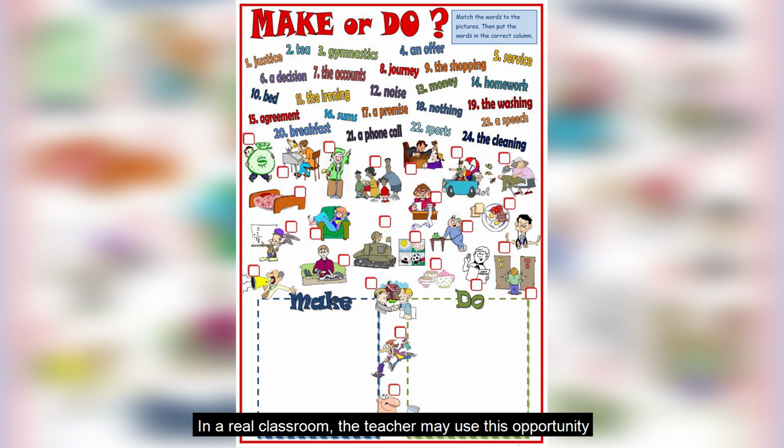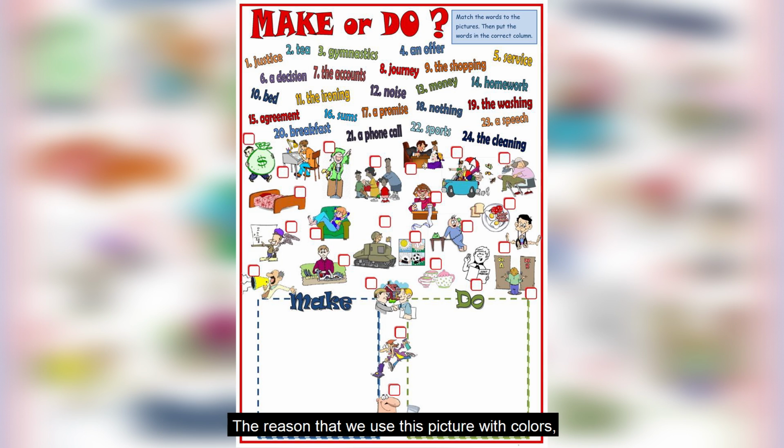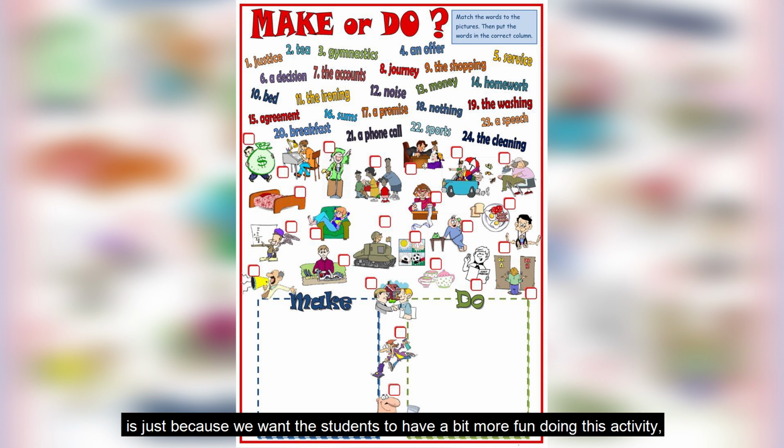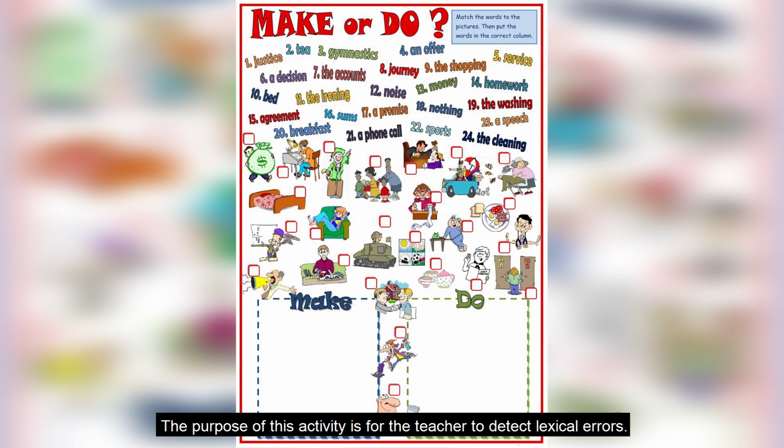In a real classroom, the teacher may use this opportunity to test students' knowledge on the vocabulary they learned in previous lessons. Then, of course, ask them to put the words in the correct columns. The reason that we use this picture with colors and not the traditional way, for example, mix and match words, is just because we want the students to have a bit more fun doing this activity, and we want to engage them better. The purpose of this activity is for the teacher to detect lexical errors.